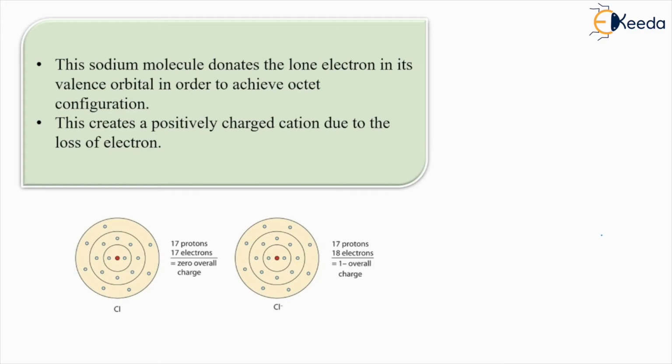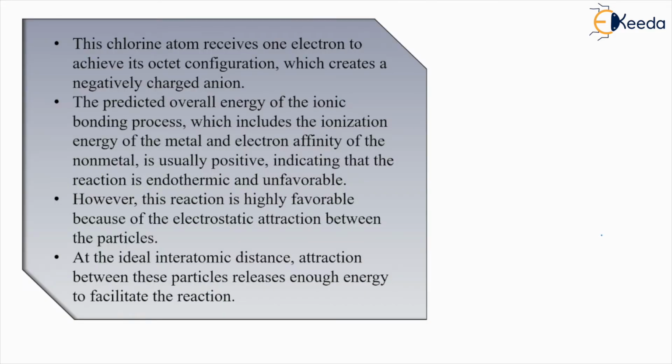The sodium atom donates the lone electron and the chlorine will receive it. And both of them will achieve the configuration. Which configuration? The octet configuration. This chlorine atom receives 1 electron to get the octet configuration.